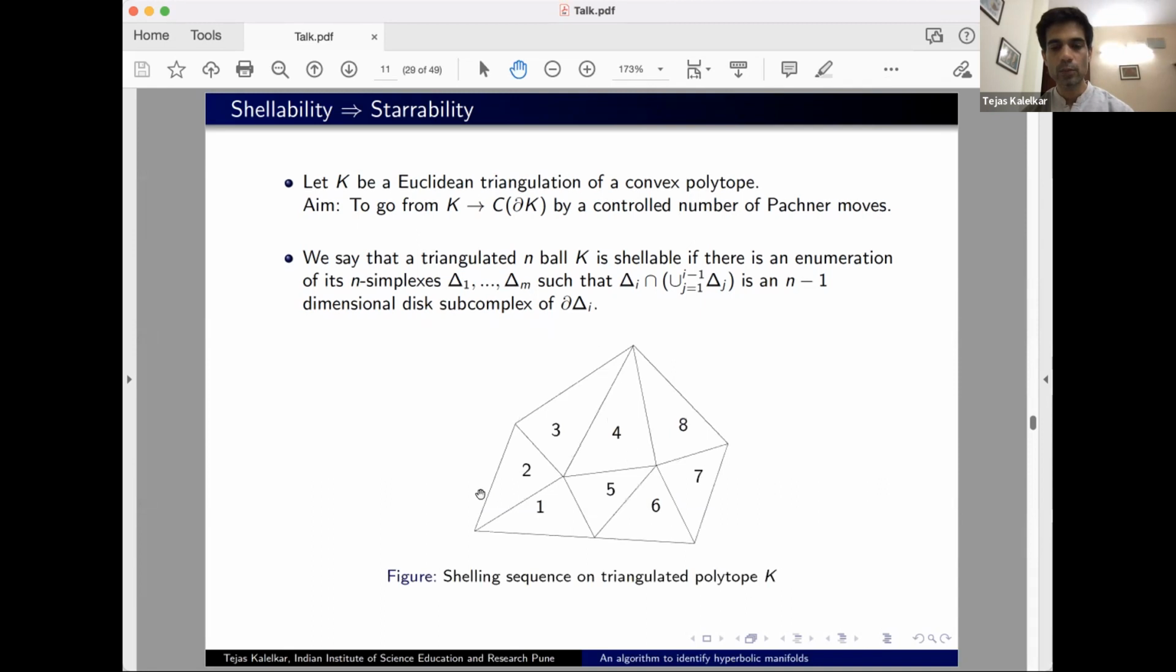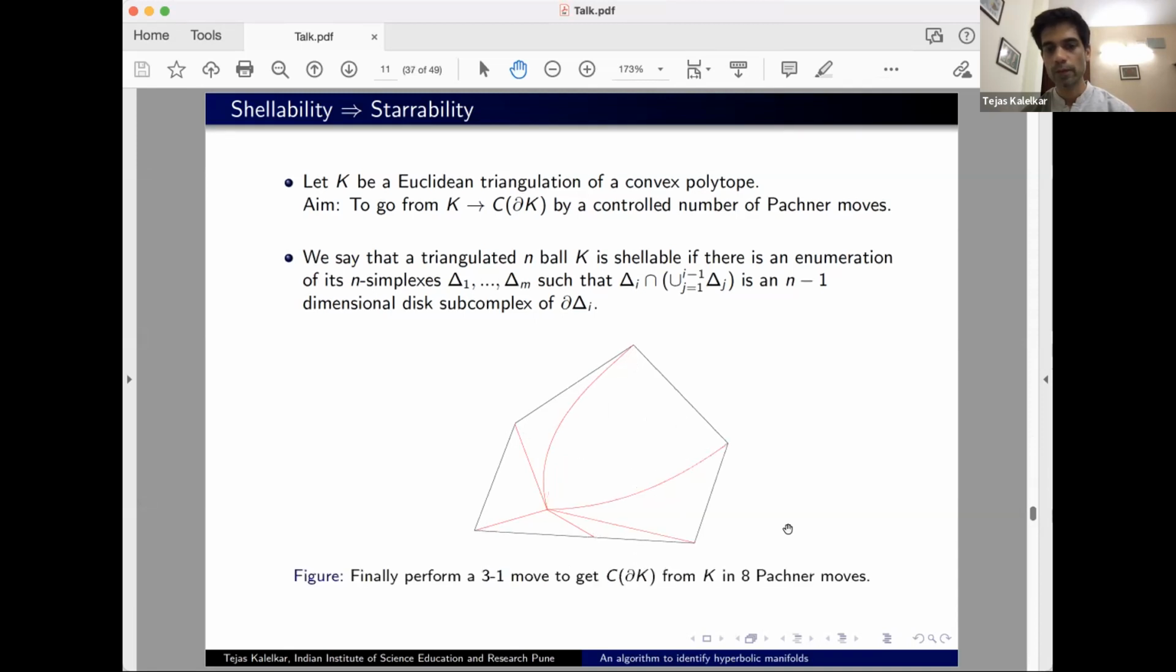Now, if you have a Schelling sequence, so for example, this convex polytope is triangulated by a Schelling sequence, then this allows me to go from the convex polytope to a cone over its boundary. So what I could do is I start out with the first simplex in this Schelling sequence. I do a 1-3 move. I then look at the second one. I do a 2-2 move. Now the second one intersects the third one in a one-dimensional disk. I can again do a 2-2 move, 2-2 move. Now 3 of them share a vertex, so it's 3-1, 2-2, 2-2, and 3-1. So basically, if I start out with n triangles, by 8 Pachner moves, I go from the original triangulation to something which is a cone over its boundary.